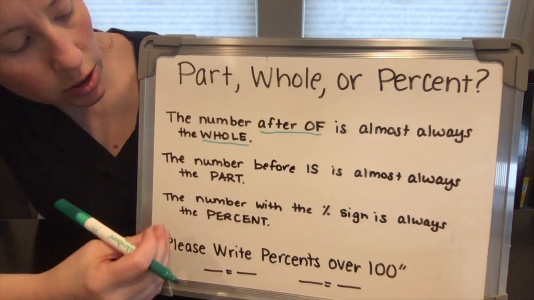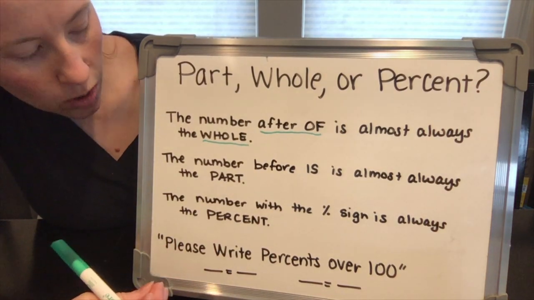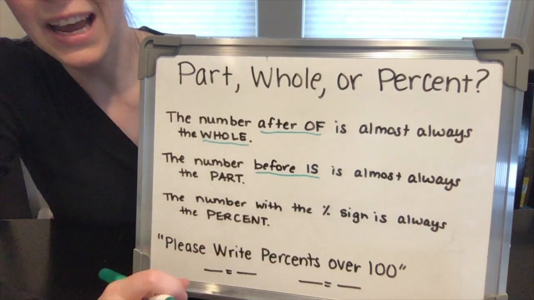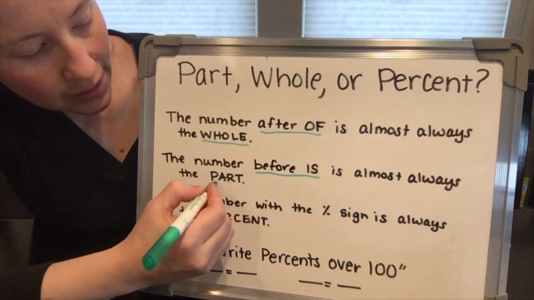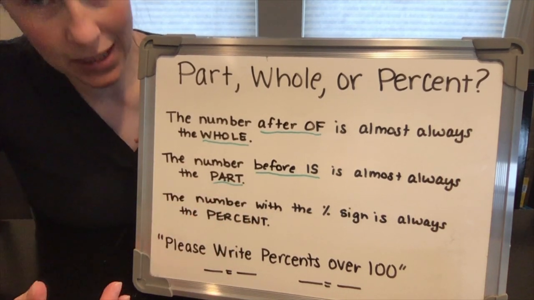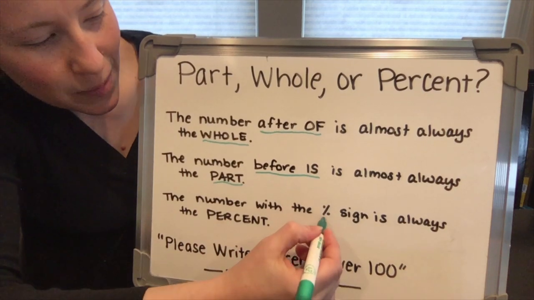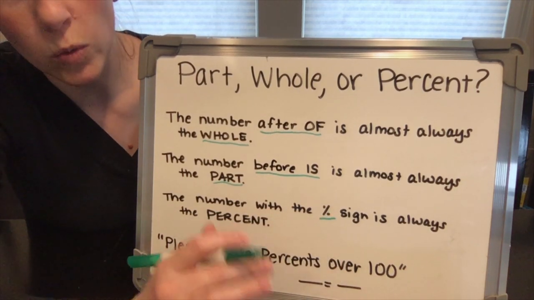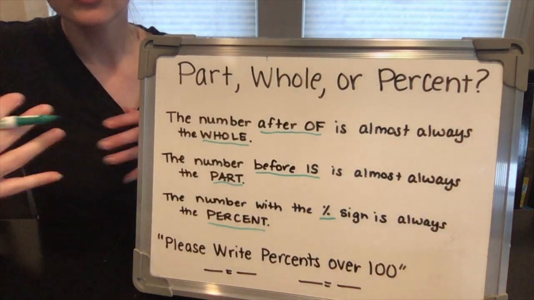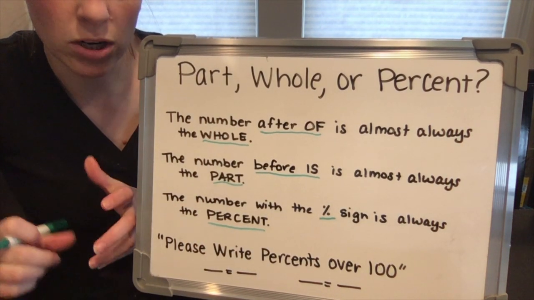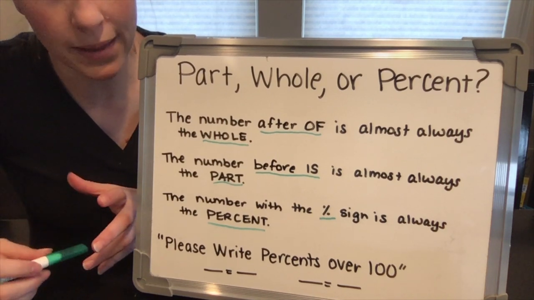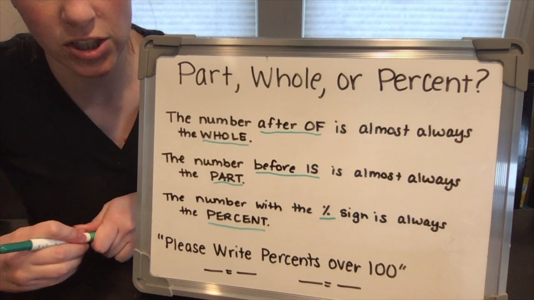And the next clue, the number before is almost always the part. So if it comes before the word is, it is most likely the part or that smaller number. And last but not least, the number with the percent sign is always the percent. If you see the percent sign or if you read the word percent, that's obviously going to be talking about the percent. So knowing those three pieces of information are really helpful. You might even want to pause the video and jot these down really quickly or write them on the notes if you have printed the notes I shared with you.